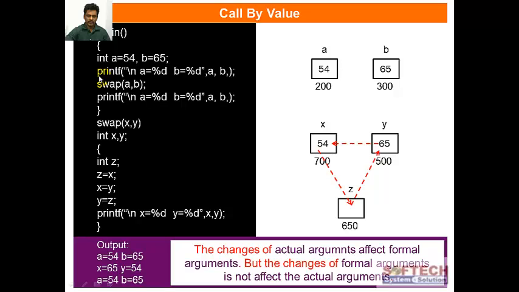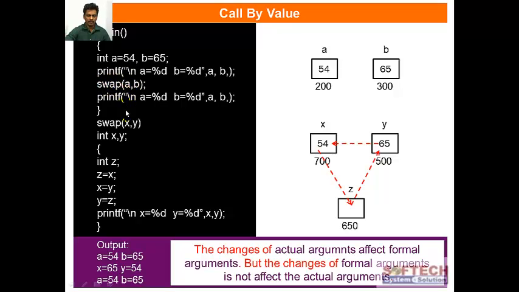Then we display the values of a and b. The value of a is 54 and the value of b is 65. It displays like a equal to 54, b equal to 65. Then it calls the swap function. This is a function call with arguments, because within the parentheses it has two variables, so two arguments. It is a function call by value.